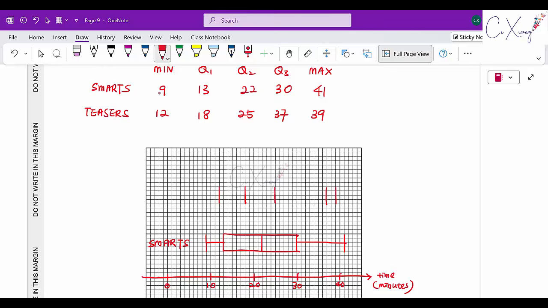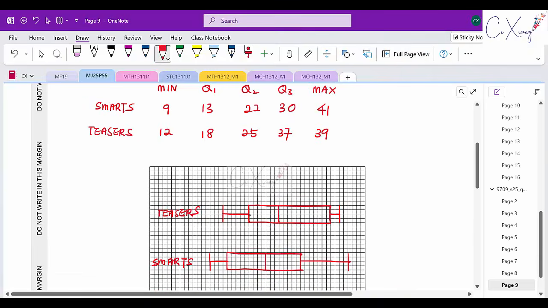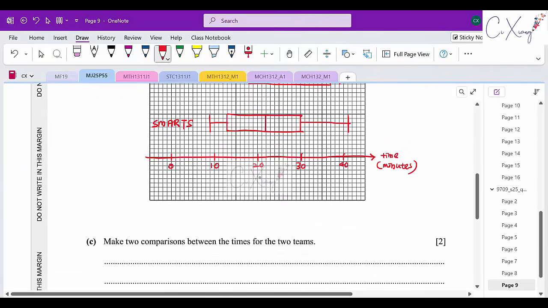Okay, then again, for Q1, Q2, and Q3, you have to draw two horizontal lines to make it become a box. Then you join the whisker with the box, but you have to make sure that the line cannot cross the box, yeah? It will just be touching the box from outside. Okay, so this is for the Teaser group. Yeah, and this is how we actually construct the box and whisker plot. Okay, then let's continue further.